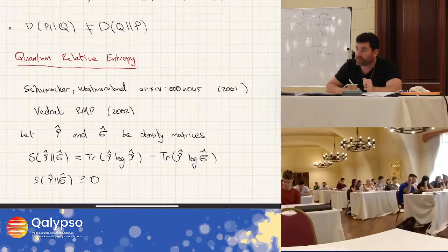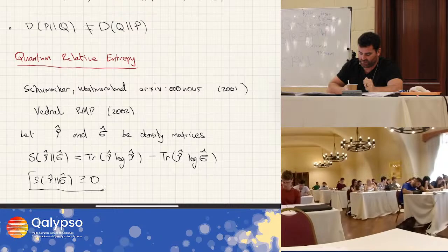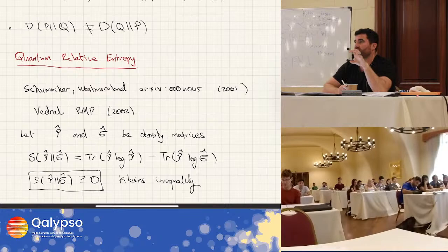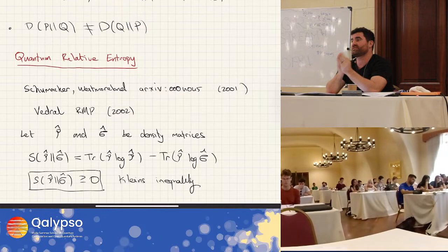So this is positive, and this result is called Klein's inequality. I leave it as an exercise to prove Klein's inequality. Or if you don't want to prove it and you're lazy, just look it up. You'll probably find it even on the Wikipedia page. It's important, but it's positive. That's the key point. It's equal to zero when the density matrices are the same, and in general, like the classical case, it's unbounded from above.